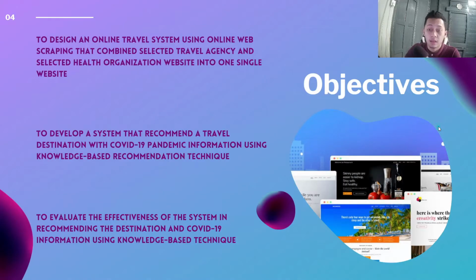So the objective of this project is to design an online travel system using web scraping that combines selected travel agency and selected health organization websites into one single website. And then to develop a system that recommends a travel destination with COVID-19 pandemic information using a knowledge-based recommendation technique. Last but not least, to evaluate the effectiveness of the system in recommending the destination and COVID-19 information using the knowledge-based technique.